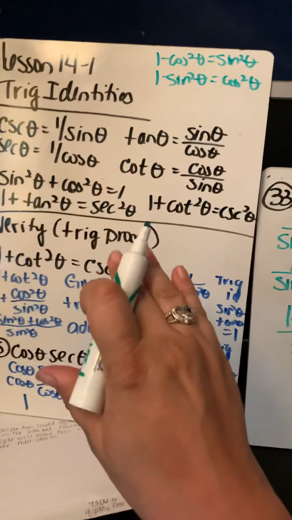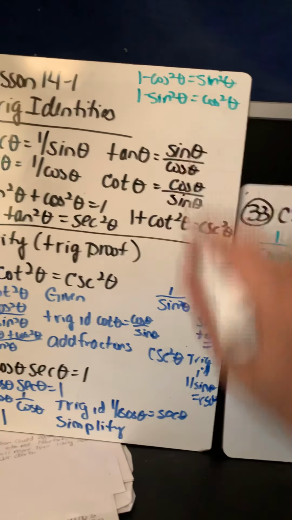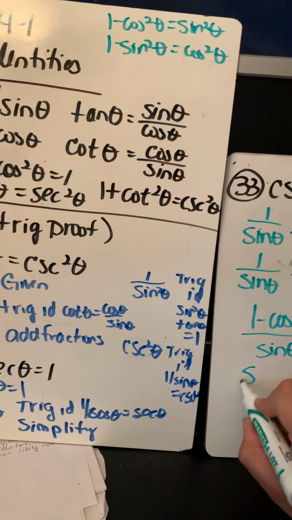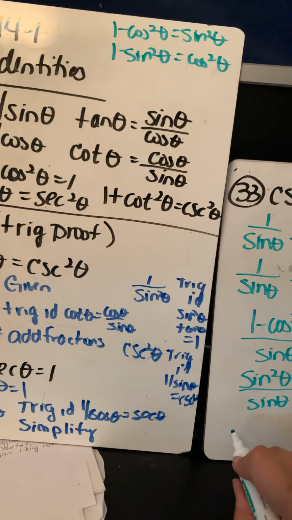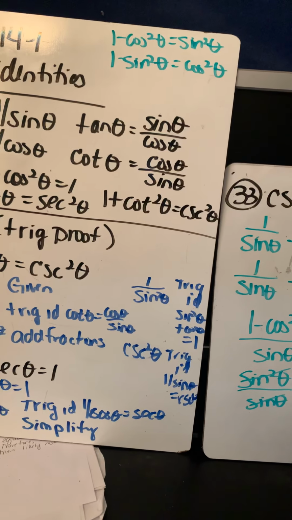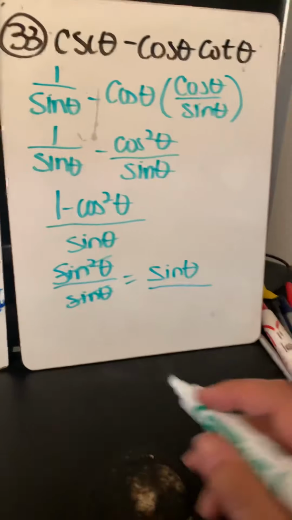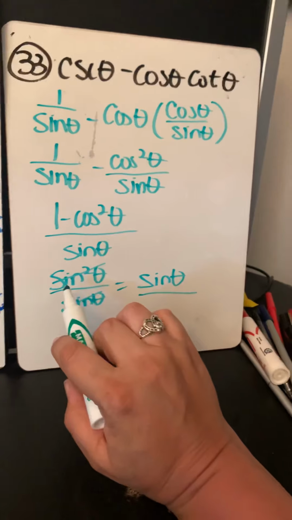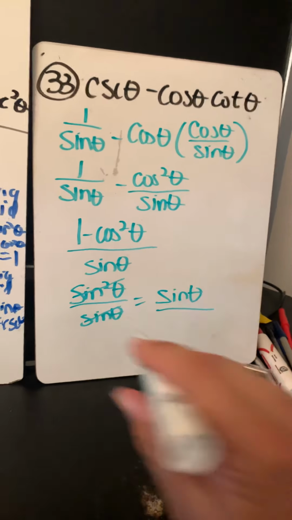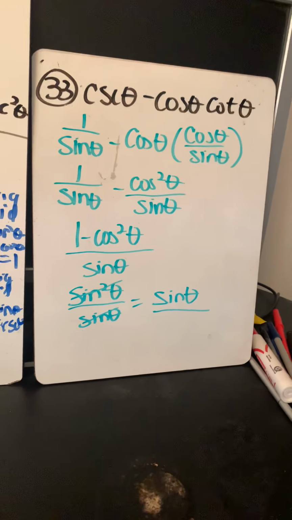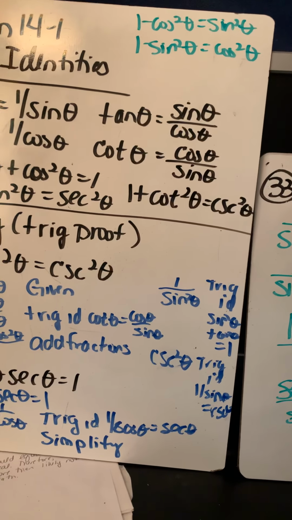They can be manipulated. So what did we just say 1 minus cosine squared theta was? Sine squared theta. So I'm going to replace that. Sine squared theta over sine theta. I can cancel. And I'm left with sine theta. So I had 1 minus cosine squared theta. I replaced that with sine squared theta over sine, I canceled it. I got sine theta. So these can be manipulated a little bit.